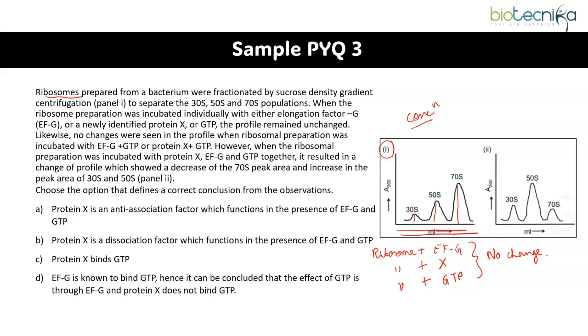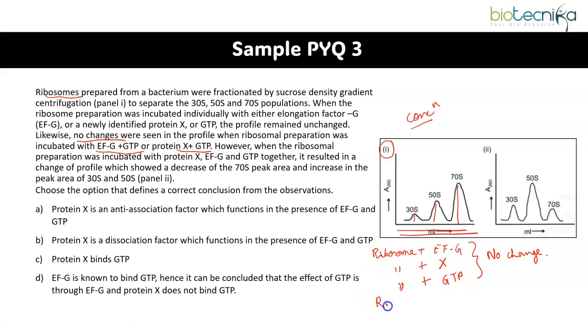Now, next it is saying that likewise, no changes were seen in the profile. So again, there is no change in the profile when ribosome preparation was incubated with EFG plus GTP or protein X plus GTP. Okay, so basically here in this first set, we have used all the components one by one. Now we are going to use them in combination.